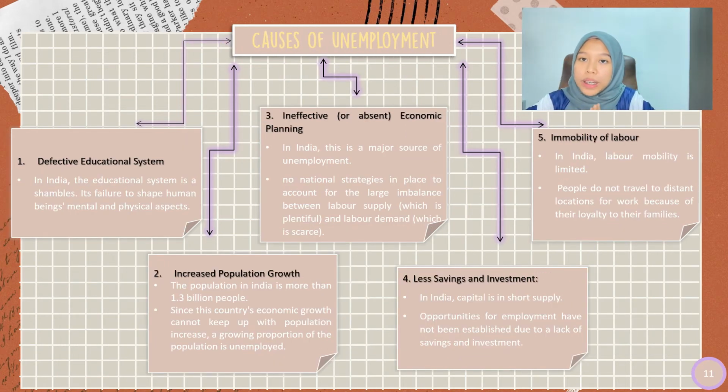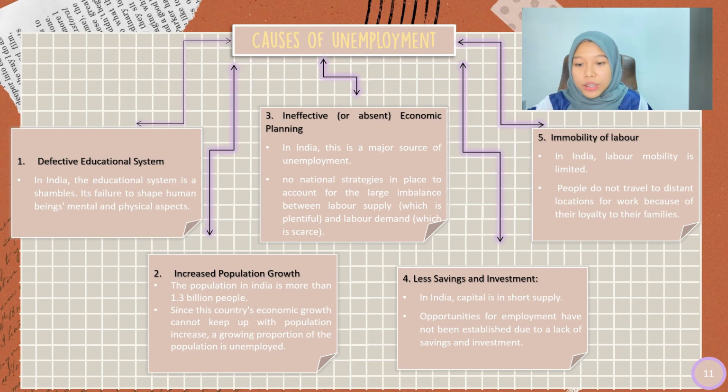First and foremost, my name is Amira Shaida binti Abdul Wasani. I will explain about the causes that contribute to unemployment. Firstly, it is because of the defective educational system. In India, the educational system is a shambles. It fails to shape a human being's mental and physical aspects.